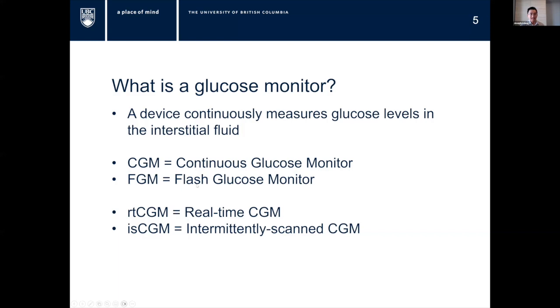Within this terminology, you may also see RT-CGM and IS-CGM, especially in the research literature. RT-CGM stands for real-time CGM, and that's a true continuous glucose monitor, whereas IS-CGM is synonymous with the flash glucose monitor. So if you ever see these terms, that's what they mean.